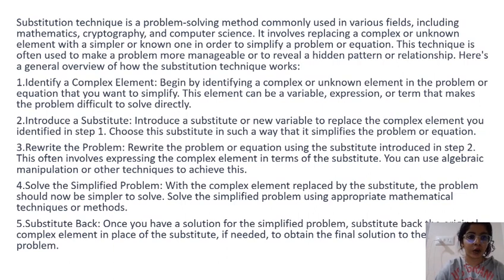Here is a general overview of how substitution technique works. First one is identify a complex element. Begin by identifying a complex or unknown element in the problem or equation that you want to simplify. This element can be a variable, expression, or term that makes the problem difficult to solve directly. Second, introduce a substitute. Introduce a new variable to replace the complex element you identified in step 1. Choose the substitution in such a way that it simplifies the problem or the equation.